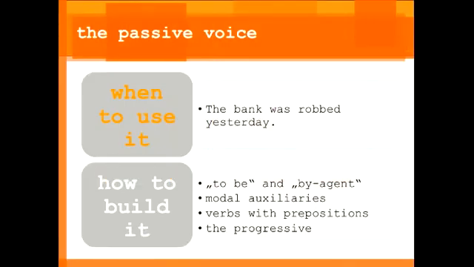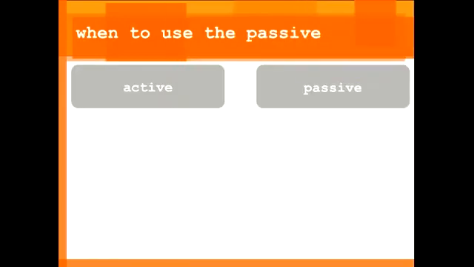We have two chapters here. First, we will explain when to use the passive, and then we will explain how to build the passive, which is the far bigger chapter, of course. There will be things like to be and by agent, the passive with modal auxiliaries, the passive and verbs with prepositions, and then the progressive passive, of course. But first, a look at when to use the passive.